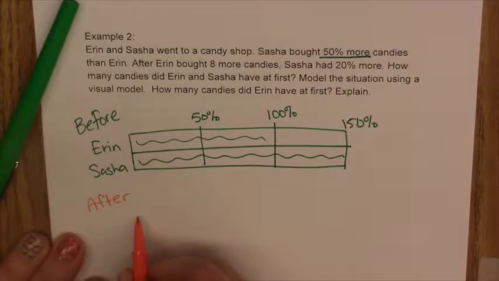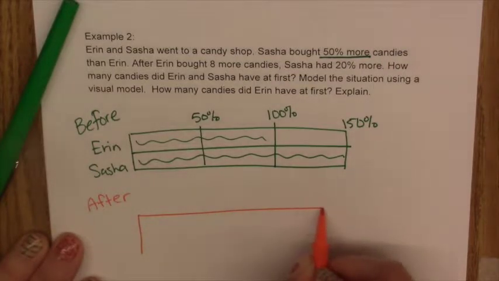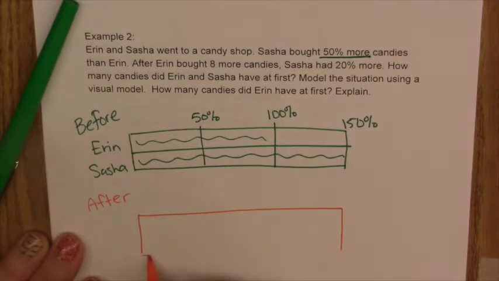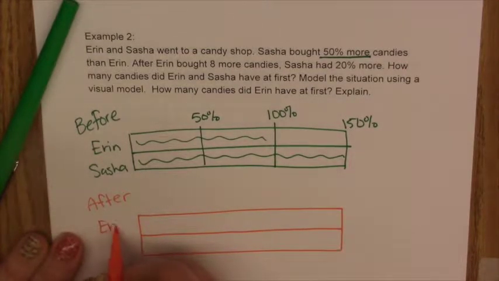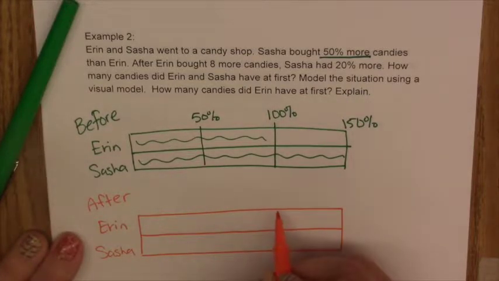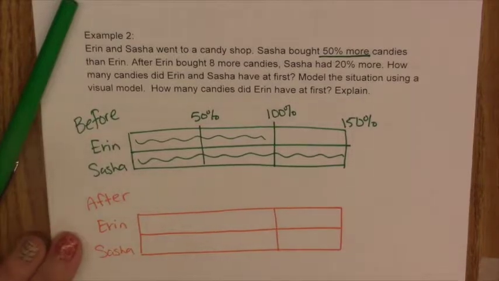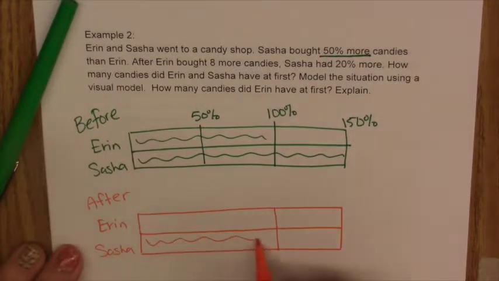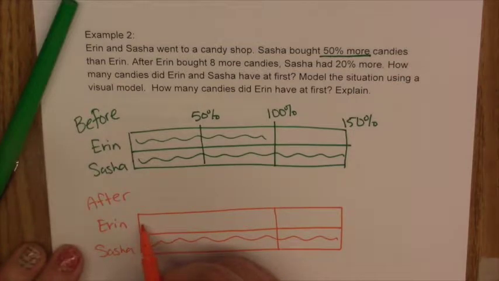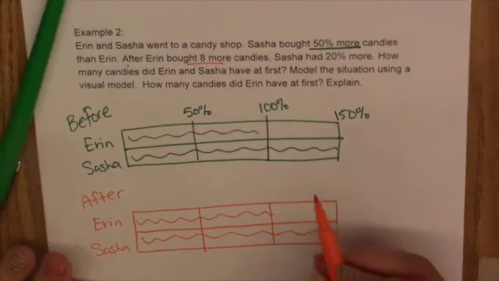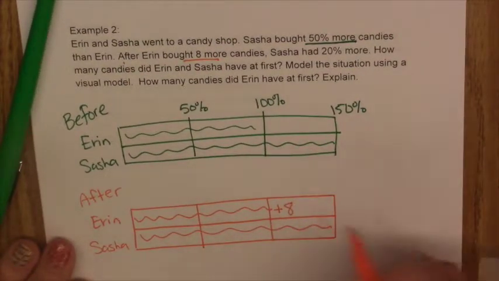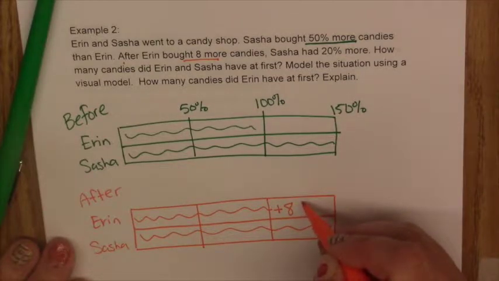All right, so I'm going to copy this same graph down. So Aaron's on top, Sasha is on bottom. All right. So Sasha had all of this. And let's talk about what happened to Aaron's amount of candy. So it says Aaron bought 8 more candies. Now we don't know how much that is, but we know that it's 8 more. So I'm going to go ahead and put plus 8.